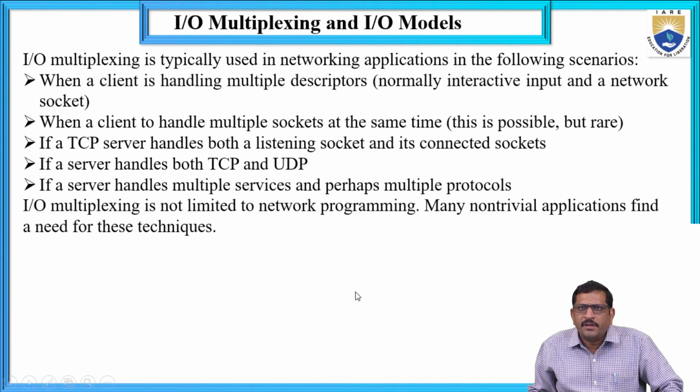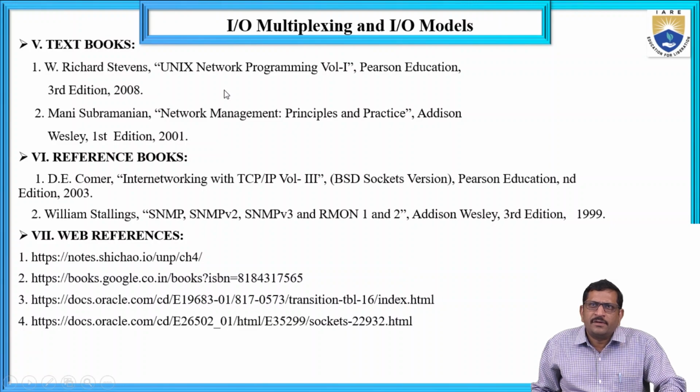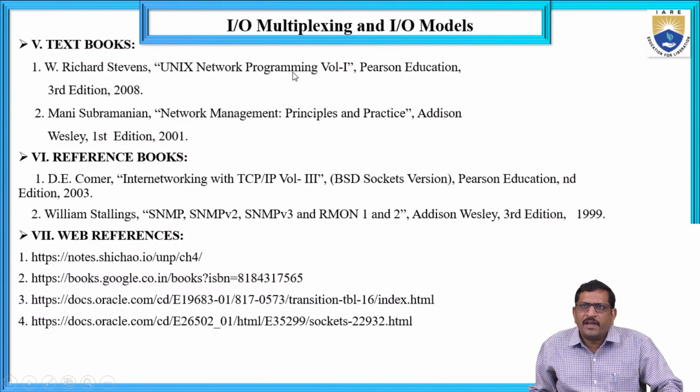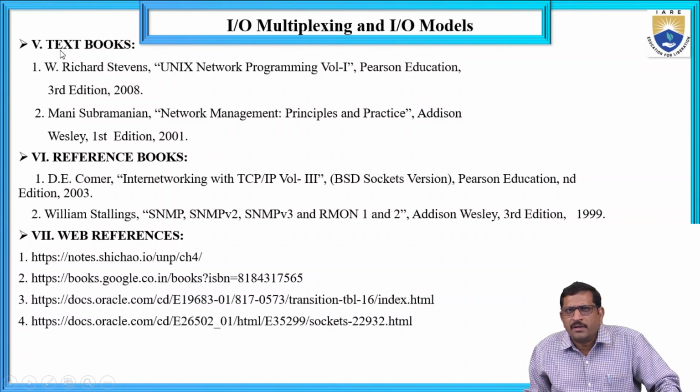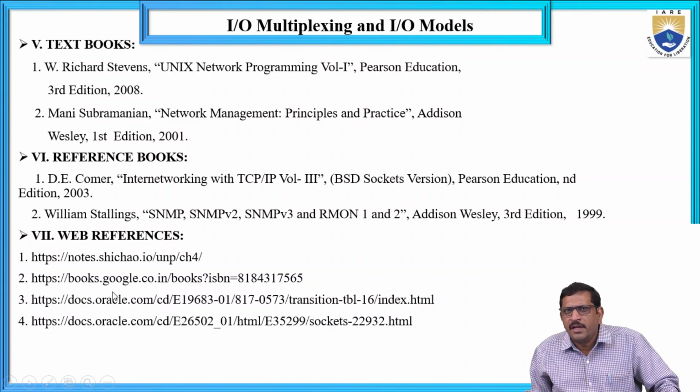And these are all the references for IO multiplexing and the IO models. The references are Unix Network Programming and Network Management Principles and Practices. These are the textbook references and these are the web references.